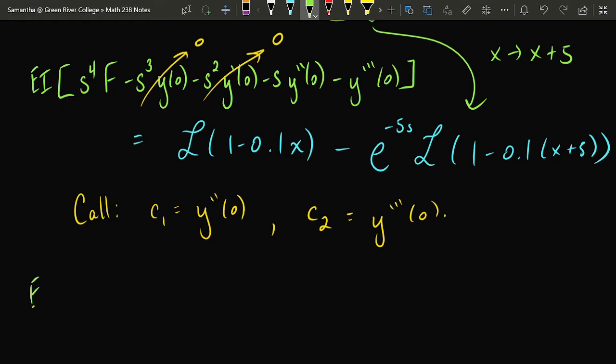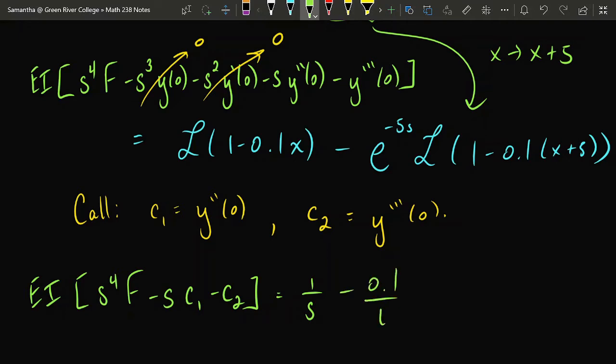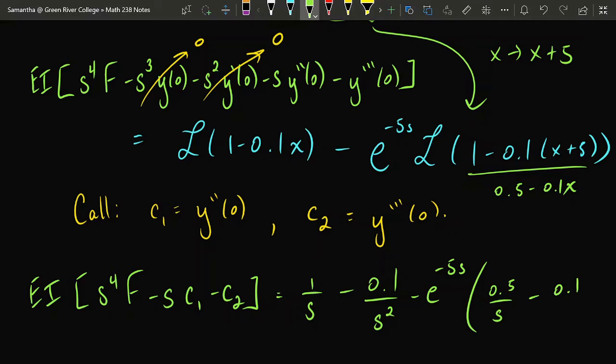With that, the left side becomes E times I, s to the 4th power times F, minus s times C1, minus C2. And on the right-hand side, the Laplace transform of 1 is equal to 1 over s, and the Laplace transform of x, which is taking the role of t in this problem, is given by 0.1 divided by s squared. In the back, the e to the negative 5s is being multiplied by the Laplace transform of this shifted function. Now I can simplify that shifted function as 0.5 minus 0.1x. The transform of that expression is given by 0.5 divided by s minus 0.1 divided by s squared.